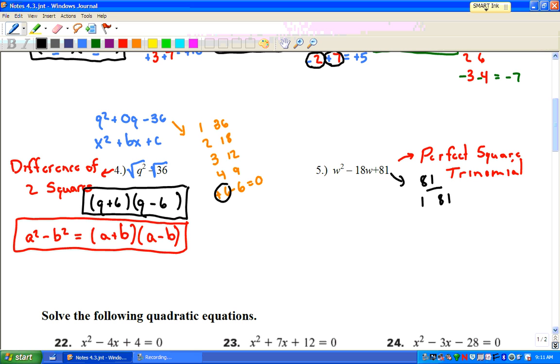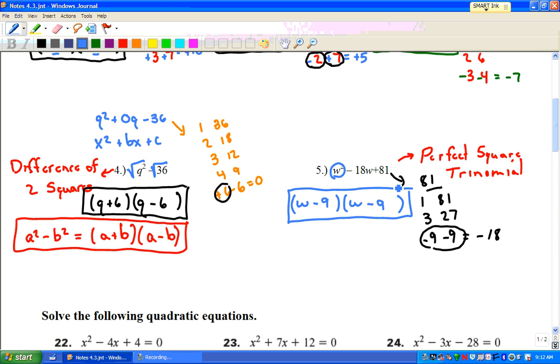What else have we got for this? We got 3 times anything. I'm going to do 81 divided by 3, guys. What does that give me? So we got 3 and 27. What else do we got? No, we're going to go with 9 and 9. We're trying to get negative 18 in the middle. If I did negative 9 and negative 9, add those together, I get negative 18. So for this one, break this up, w and w, put your factors in, negative 9, negative 9.